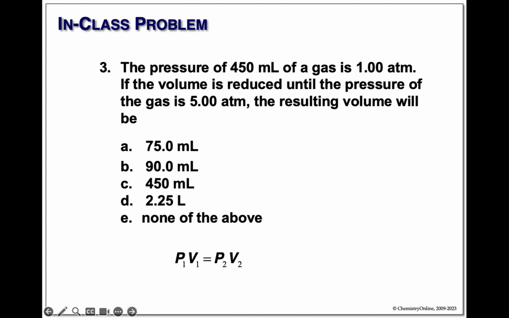So we will do P1V1 over P2. Substitute, 450 mils, 1 atmosphere, 5 atmospheres. Atmospheres will cancel, giving us just mils for volume. 450 times 1 divided by 5 is what? 90.